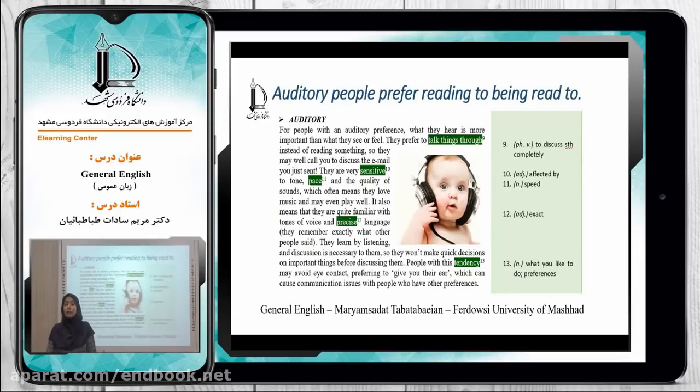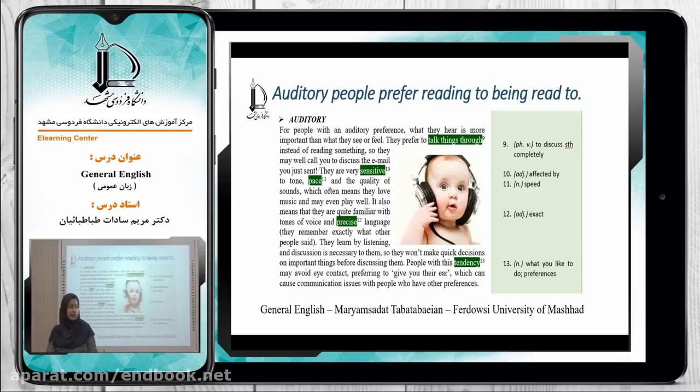Auditory people prefer reading to being read to. You know reading. What is being read to? Yes, when others read something for you, you are being read to. So, if you listen to someone reading a story, you are being read to. So, auditory people, do they like reading more, or do they like others to read for them?